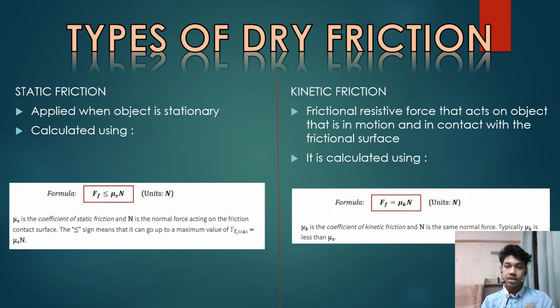Kinetic friction is a frictional resistive force that acts on an object that is in motion and in contact with the frictional surface. This friction is calculated using F equal to the coefficient of kinetic friction times the normal force, and the unit is still the same, which is also Newton.